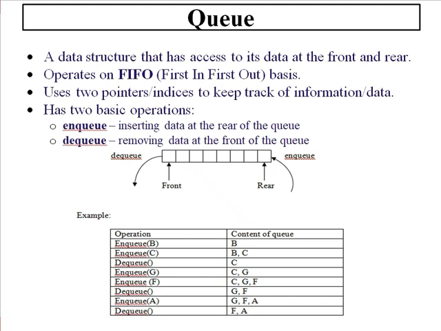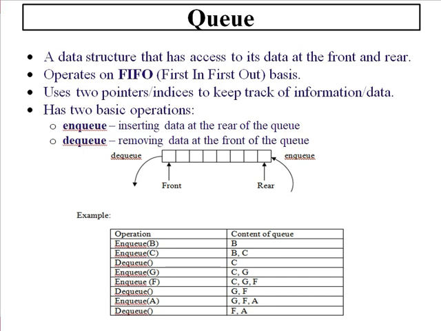Okay, the next data structure is the queue data structure. It is a linear data structure, and it uses the FIFO principle for applying the operations, that is, first in, first out. So, just like a stack, it uses two operations, enqueue and dequeue.